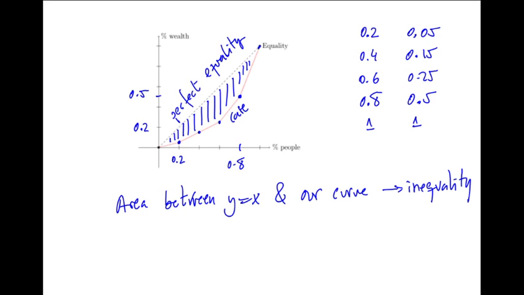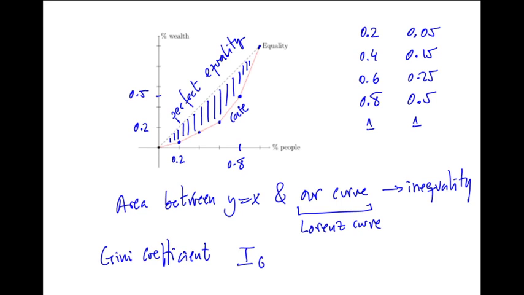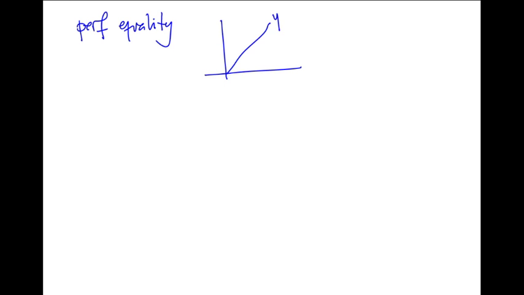Things have names in mathematics. Our curve is called the Lorenz curve. And the inequality is measured with something which is called the Gini coefficient, which will be denoted by IG, and is actually twice the area. What are the possible values of the Gini coefficient for the perfect equality? As we have seen, when everybody gets the same thing, the line is y equals to x and the area is 0. The difference between here and itself is 0, so the index is equal to 0.